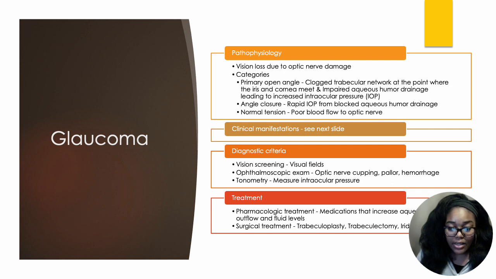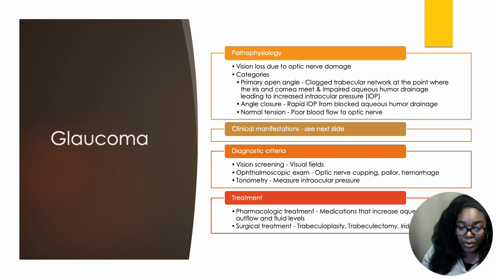As far as your diagnostic criteria, they'll do some visual screening tests. They'll do your ophthalmic exam, of course, and they may even do tonometry to measure your intraocular pressure to see how susceptible you are to getting any of these types of closures. As far as your treatment, you'll have medications that help increase your aqueous humor outflow and the fluid levels, and you may even have surgical corrections such as trabeculoplasty, trabeculectomy, and iridectomy.